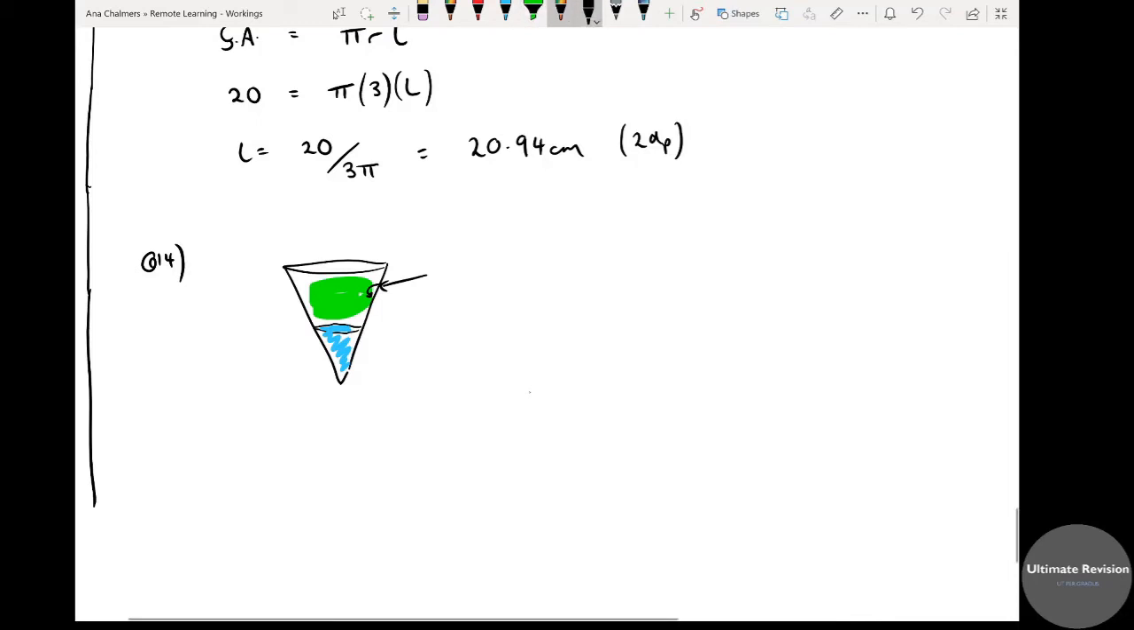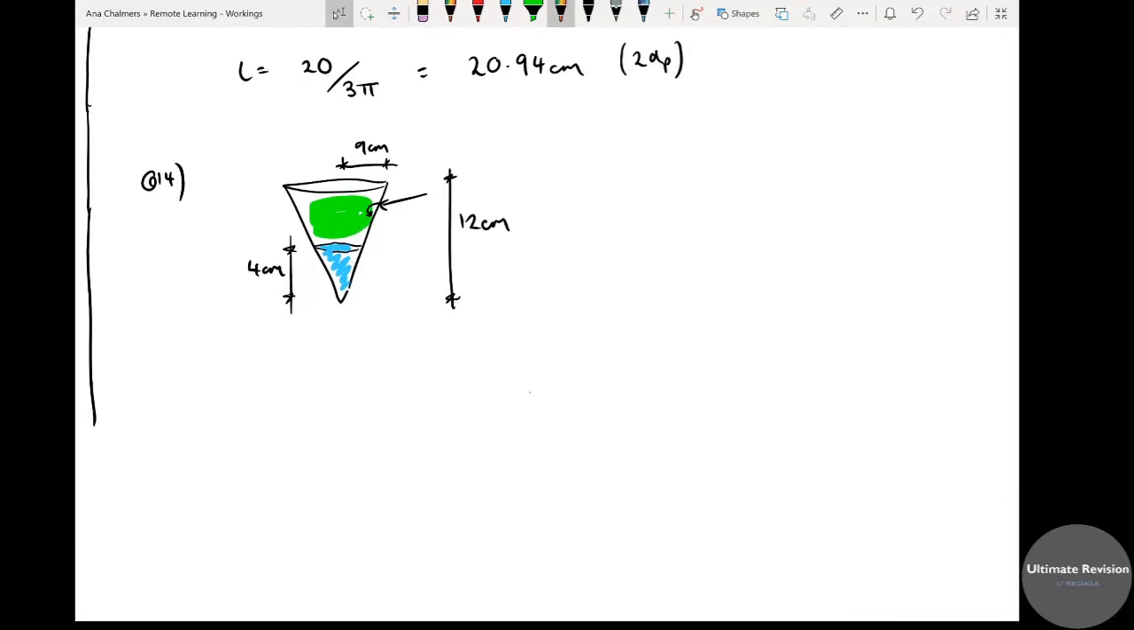It also gives us some dimensions. The vertical height is 12 centimeters. It gives us a diameter of 9 centimeters, and it gives us a depth of 4. The water's 4 centimeters high. Okay. Right. What you've got to spot here, and I'm going to flip it, is that it's going to be the big cone, which would be the surface area of the whole thing minus the water.